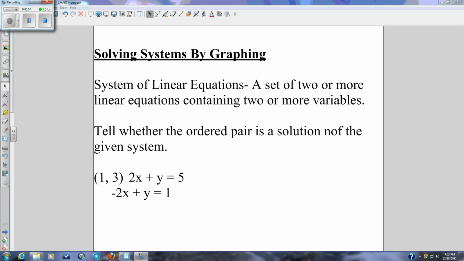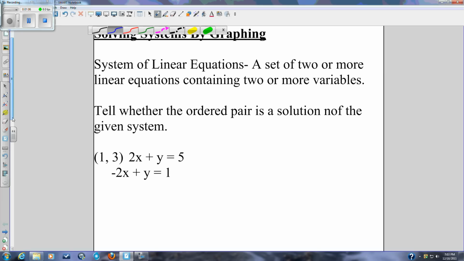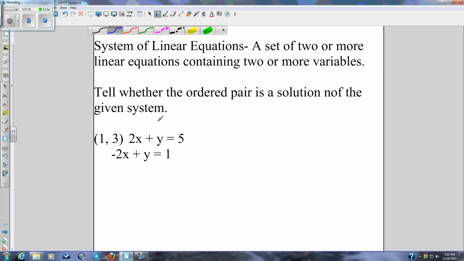So let's start by looking at the system 2x plus y equals 5 and negative 2x plus y equals 1. We want to see if the point (1, 3) is a solution. So 1 is your x and 3 is your y. We're going to plug those numbers into our equation. So we're going to have 2 times 1 plus 3, and we want to know, does that equal 5? And indeed it does. So it is the solution of the first equation.